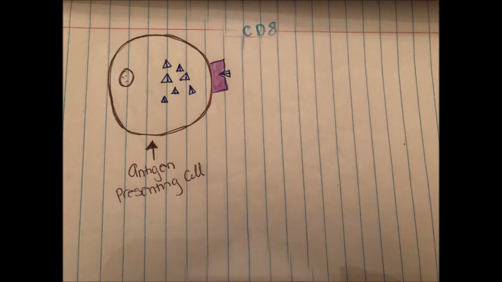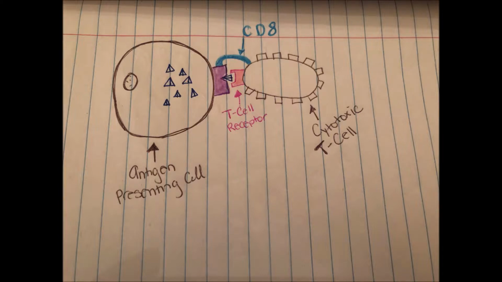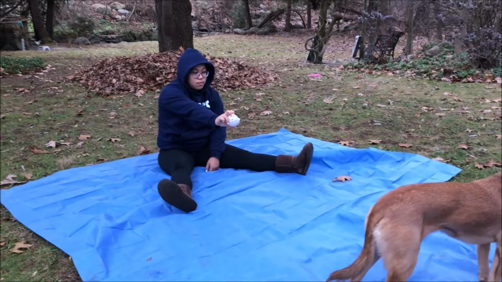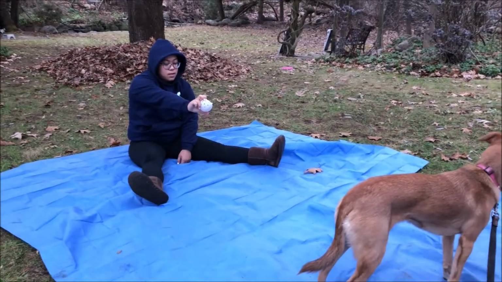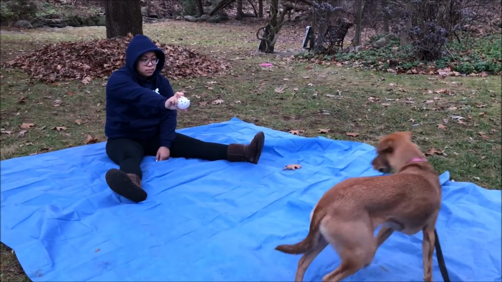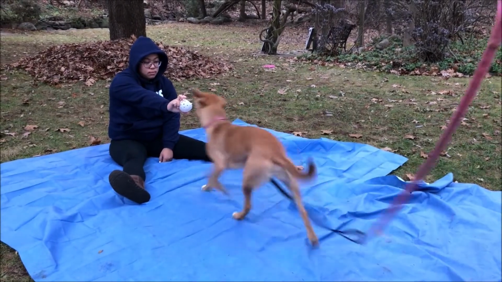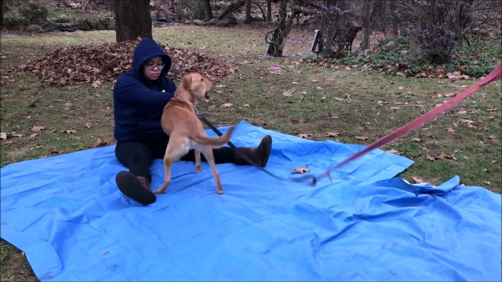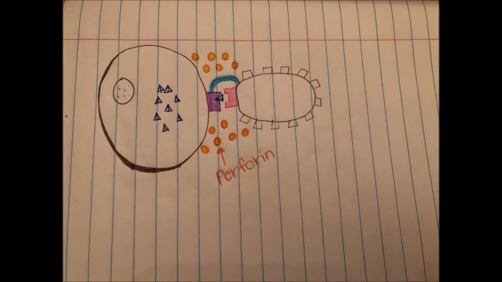When this antigen is presented on the MHC1 molecule, a cytotoxic T cell binds to the antigen using a T cell receptor and a CD8 protein. Just like the CD4 protein, the CD8 protein enhances the binding to the antigen presenting cell. Once this binding has occurred, the cytotoxic T cell releases an enzyme called perforin, which perforates the cell's membrane.